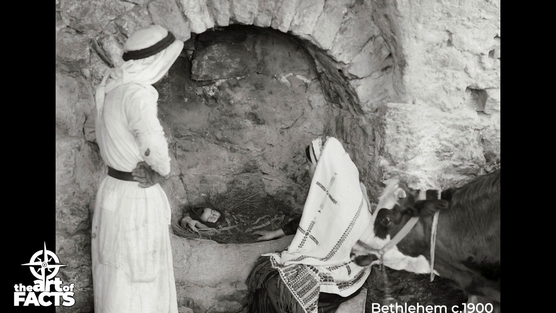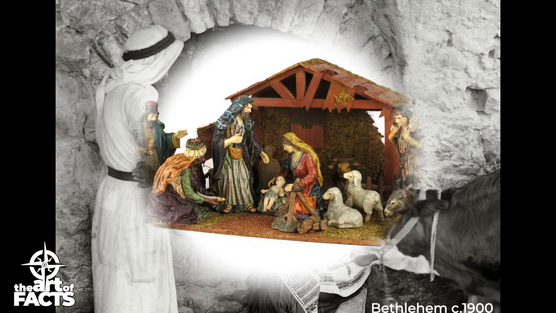Some people think it might have been in the spring or the summer because the sheep were in the field rather than corralled like they are in the winter. But shepherds around Bethlehem have been known to keep the flock out at night in the winter. So we don't really know the exact date.